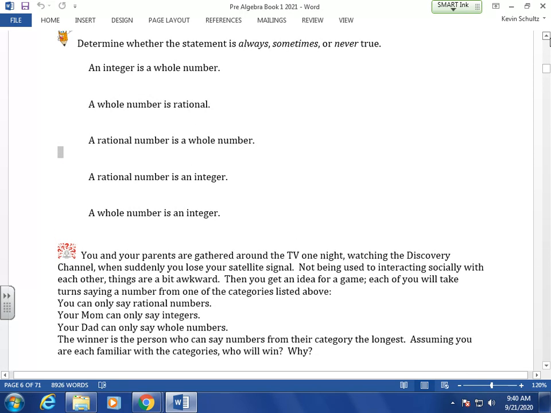Okay. Determine whether the statement is always, sometimes, or never true. An integer is a whole number. Is an integer always a whole number? Sometimes a whole number? Or is an integer never a whole number? Again, think about your definitions here. An integer, is it always, sometimes, or never whole? Sometimes it is, right?